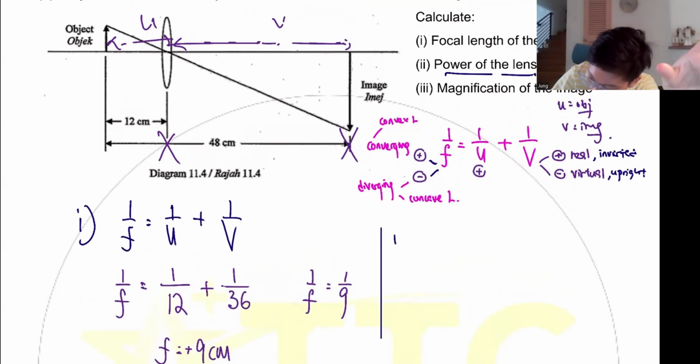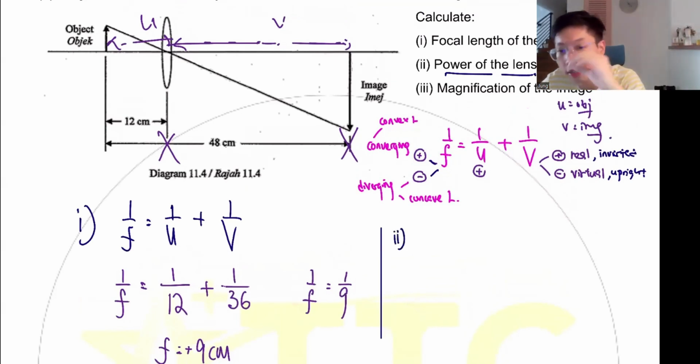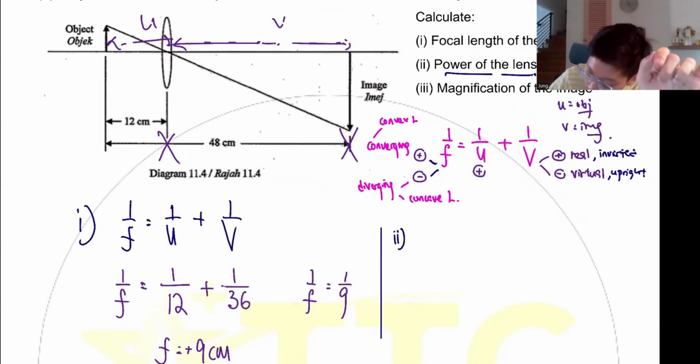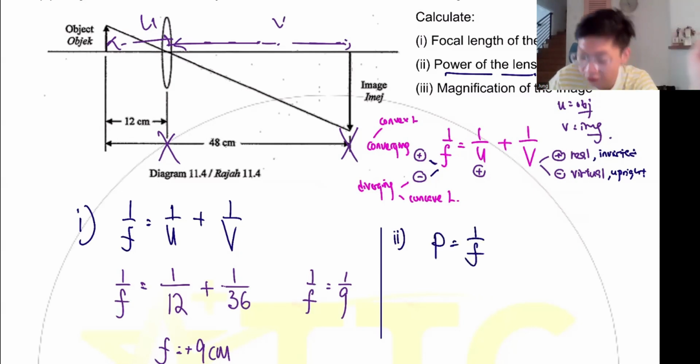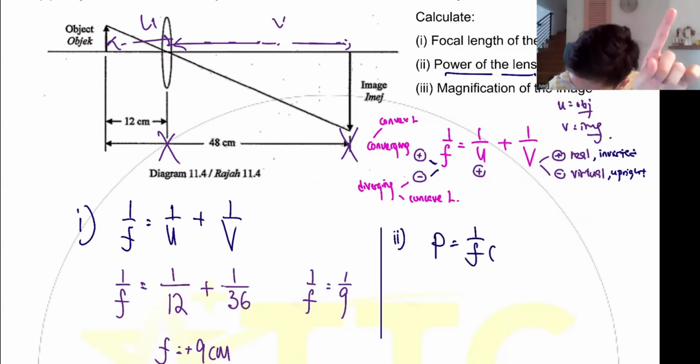Next, what about the power of the lens? How to find out the power of the lens? The power of the lens has a formula: 1 over F. But guys, listen, this focal length must be in meters, and you must write positive or negative.